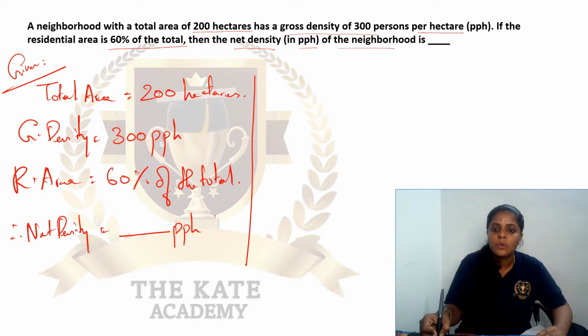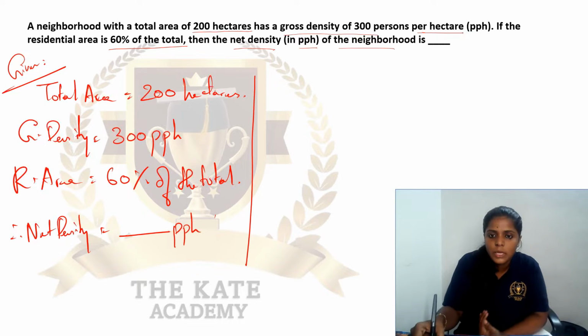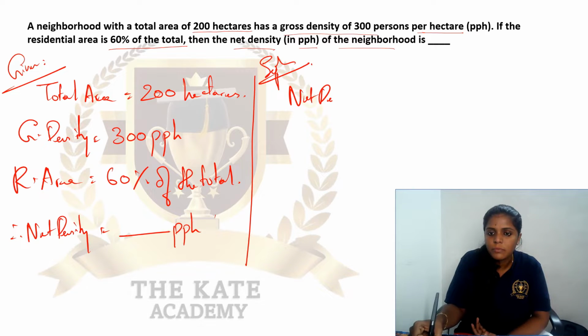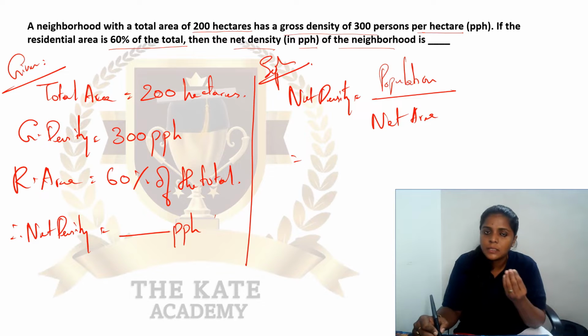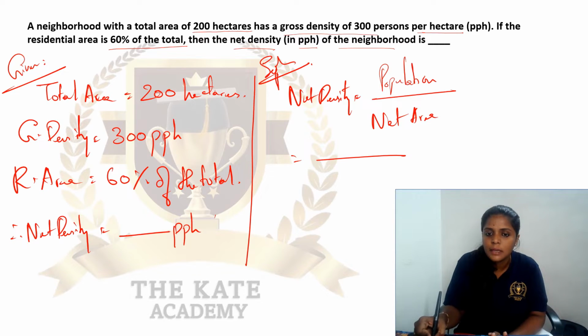Okay. Now first let us write what they have asked, how to get it. So they have asked, solution: net density. What is the formula for net density? That is the net population, population by net area. So what is the net area over here? Your residential area is the net area. So how much is the net area? 60% of total area, so 0.60 into 200. And what is the population? We don't know. So we have to find the population here.